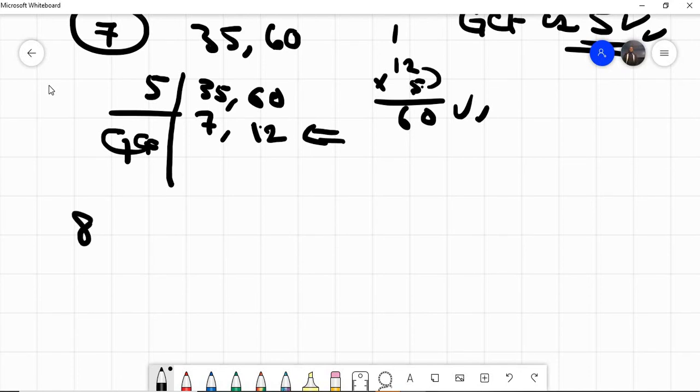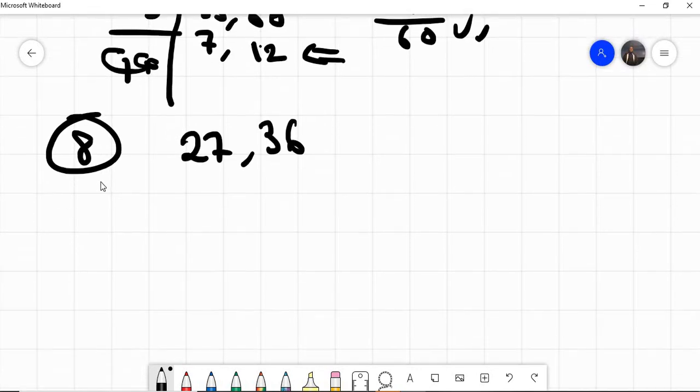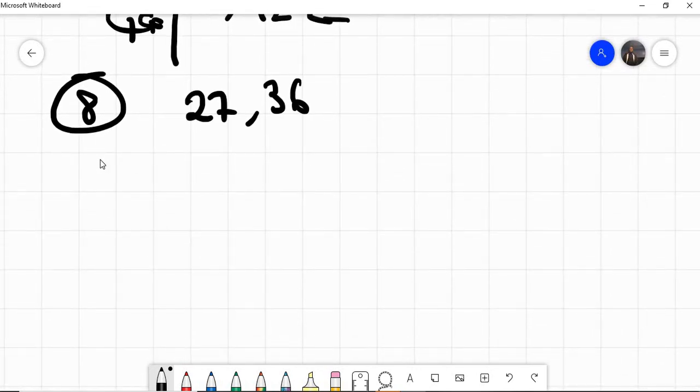Example 8, we are given 27 and 36. So what we gonna do, we gonna do our long division. 27, 36. So the numbers, although they are different, this one is odd, this one is even. But what we can do, we can add the digits of these two. 3 plus 6 is going to be 9. 9 we can divide by 3. And then this one, 7 plus 2 is 9. We can divide by 3 as well. So we use 3.